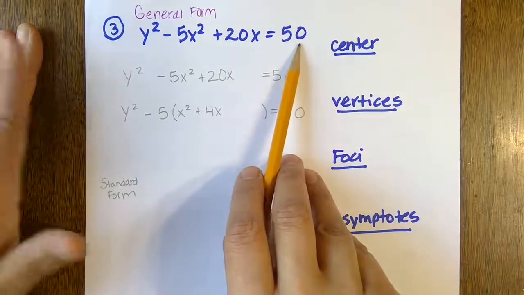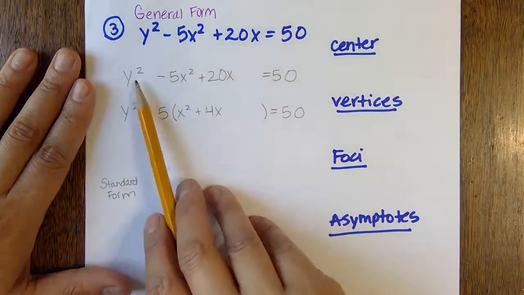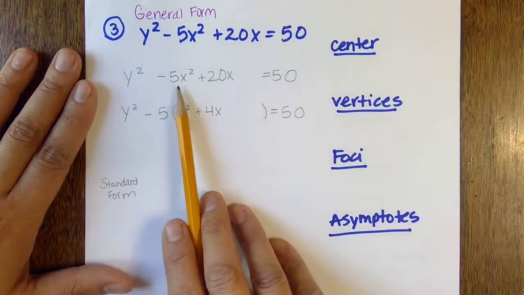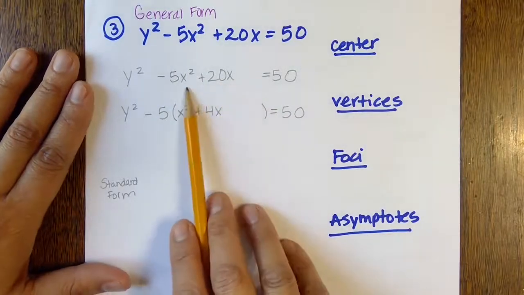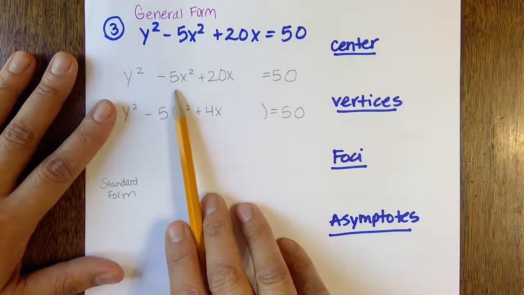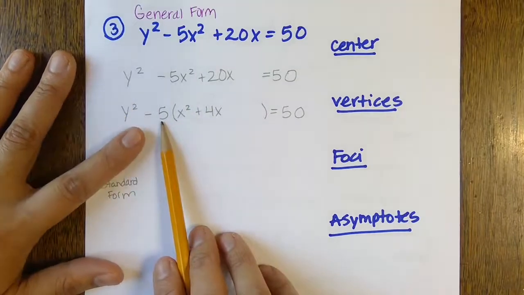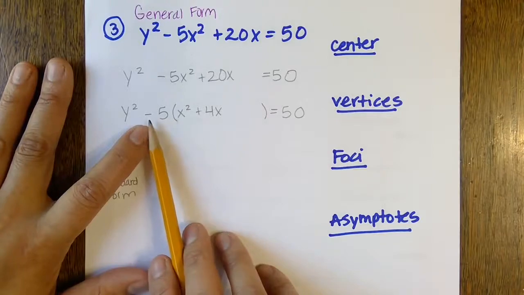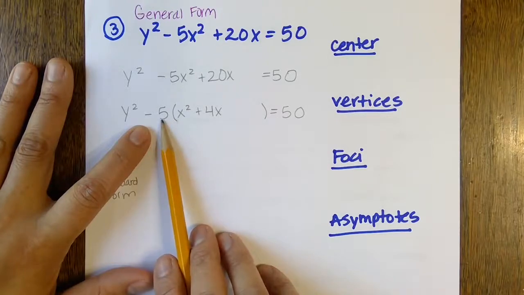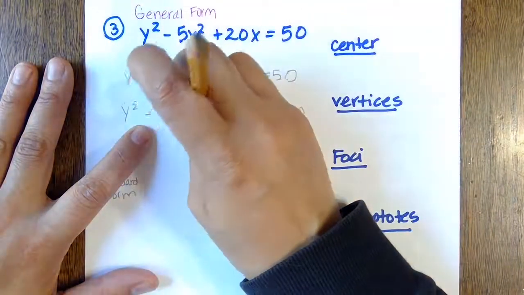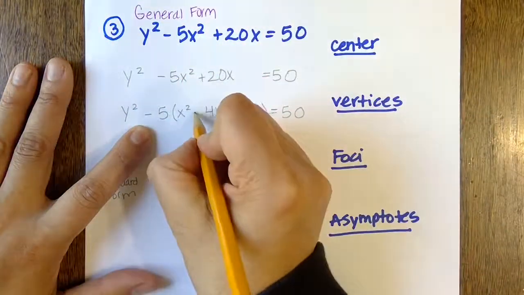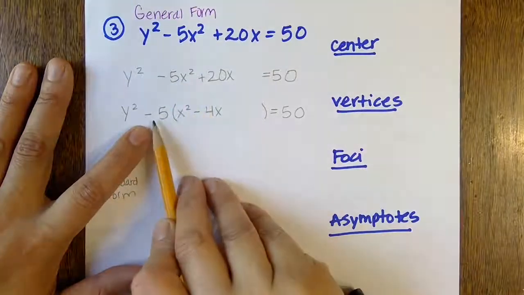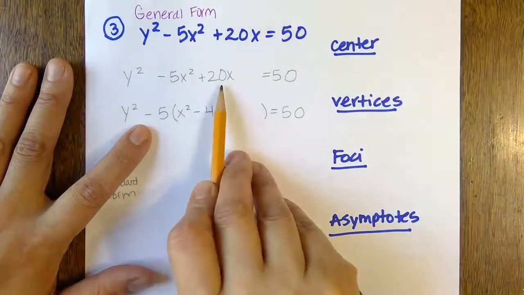It's already on the other side. So now you have y squared, pretty much the same thing. Now looking at your x's, you're going to see what they have in common. So you're going to factor out a -5. Now when you factor out a -5, this is going to be -5x squared, and this should actually be -4x. So this would give you -5x squared, -5 times -4, positive 20x.